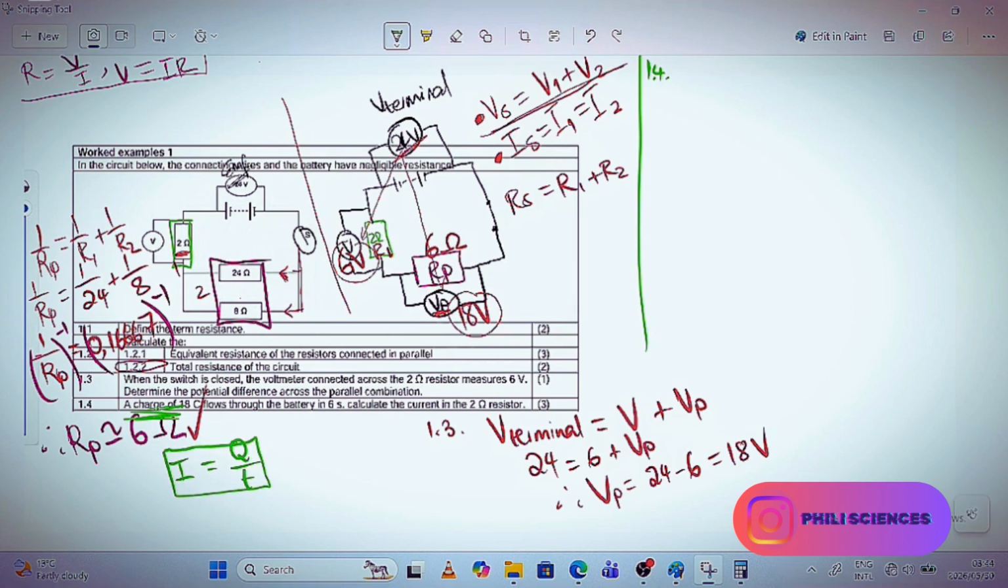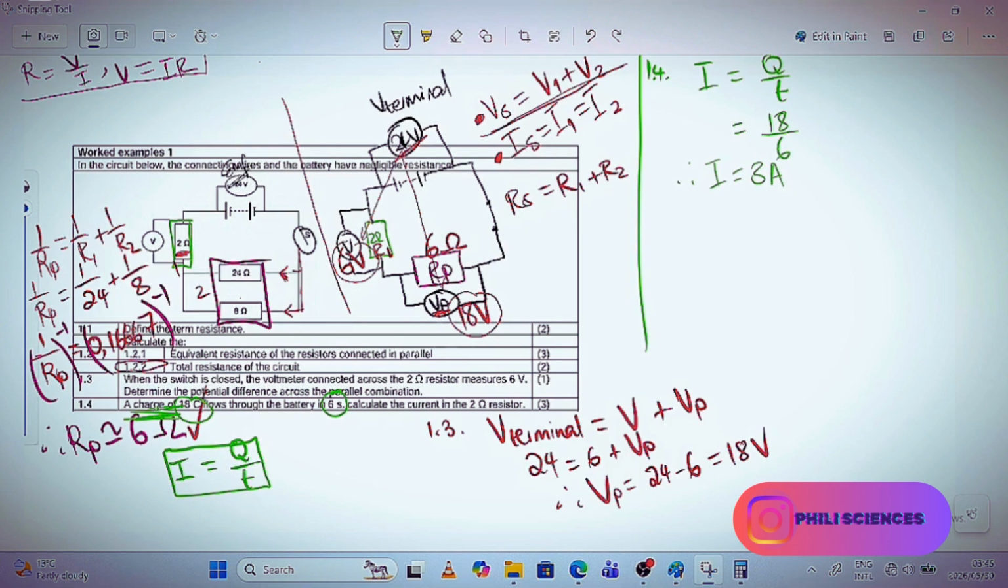So now we're given charge and we're given its time. So we're going to use this formula. We're going to say I equals Q over T. Then our charge, we're given 18 coulombs, and our time, we're given 6 seconds. And therefore our current will be equals to 3 amperes, right? So now they say calculate the current in the 2 ohm resistor. So yeah, that's our answer. So we were supposed to find the current, so that's basically it. We found the current in the 2 ohm resistor.